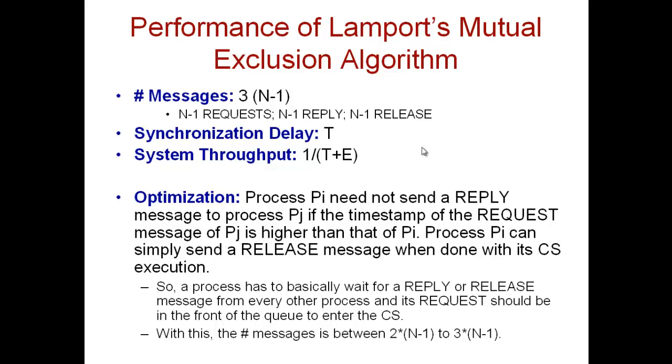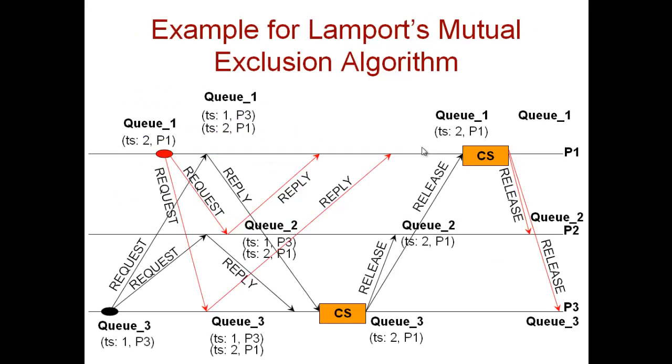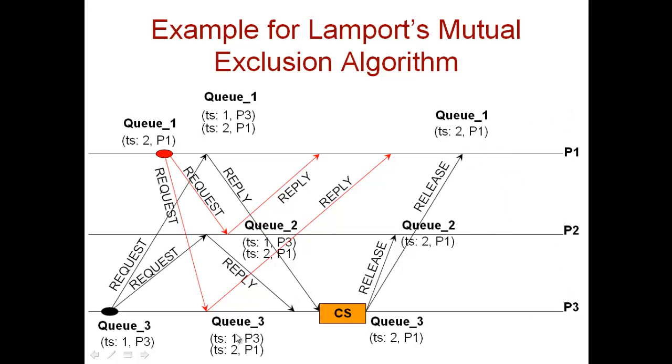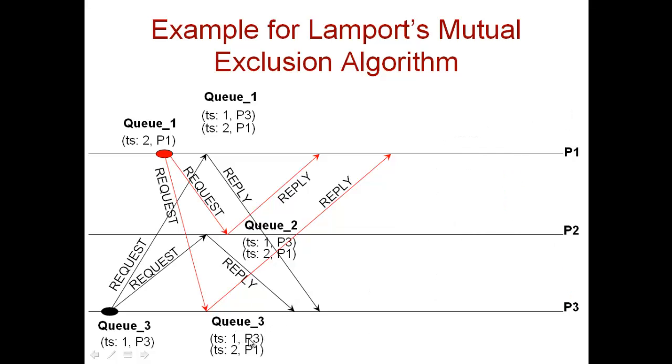over T plus E. Now, if you notice the working of this Lamport's algorithm, you could realize that the process P3, whose request is in the front of the queue, right?